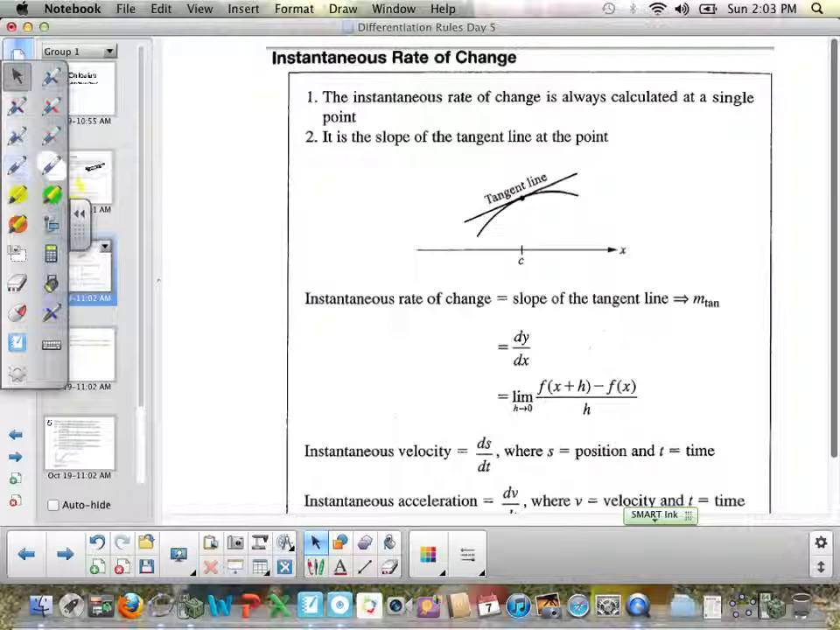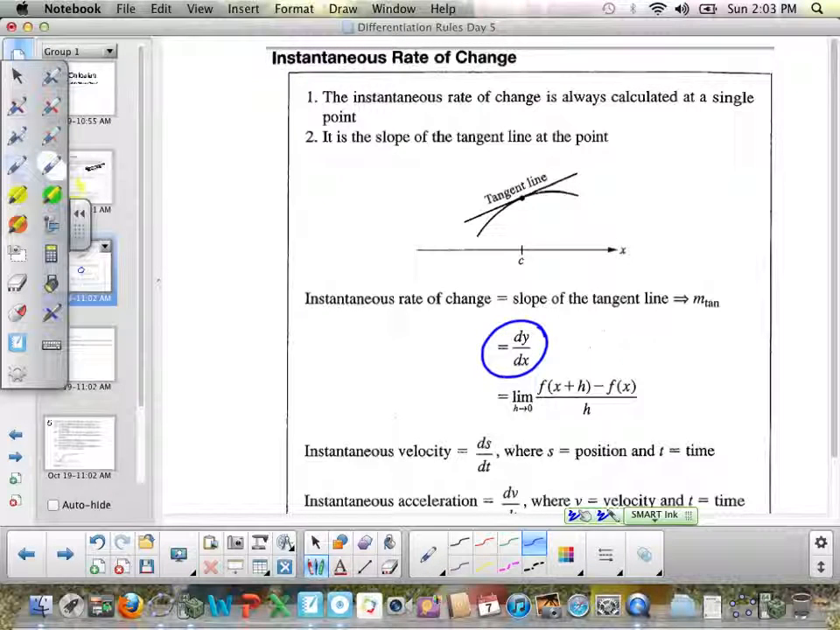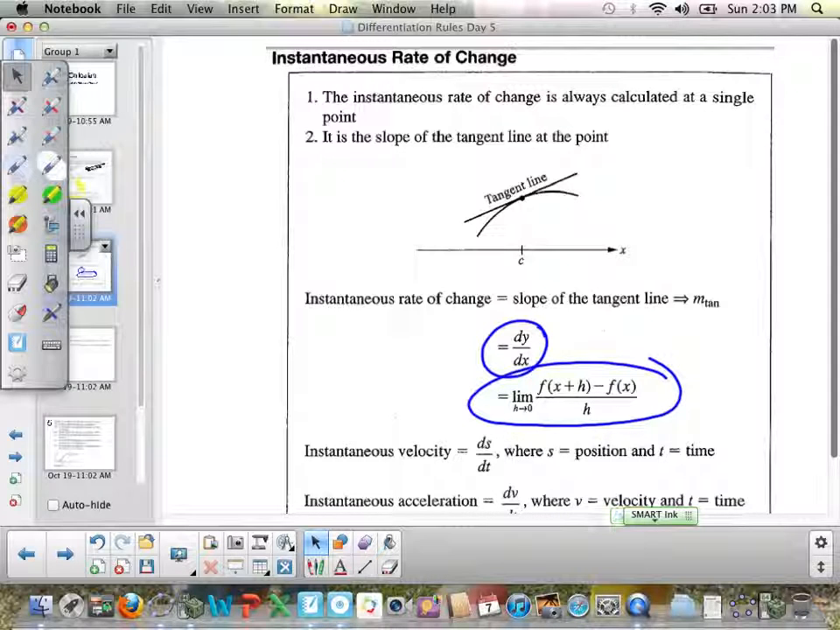Velocity is the slope of the tangent line for a position function. Instead of doing delta y over delta x, because delta x has approached 0, we'll say dy dx. That's our derivative notation, or we can use our definition of derivative. So today we're going to have a few practice problems with this to review.